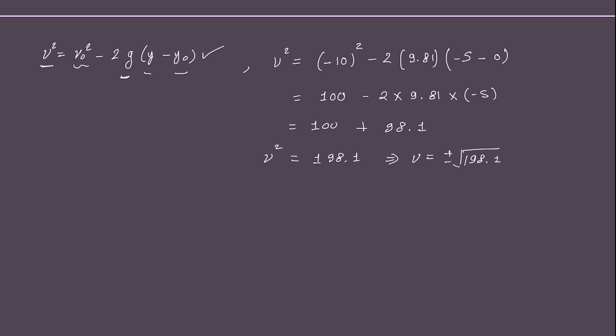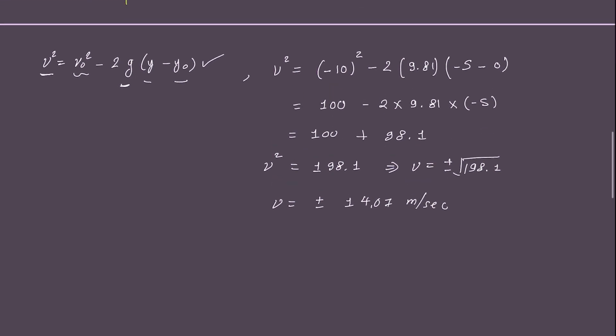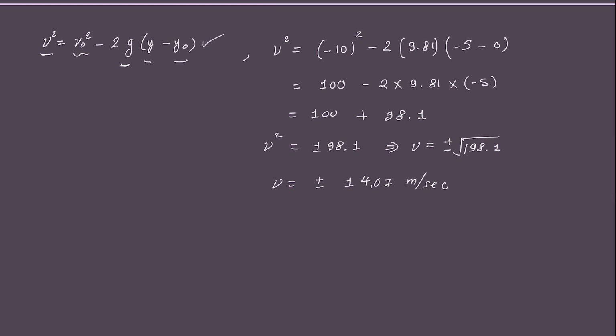If you solve this, you'll get v equals plus or minus 14.07 meters per second. So if someone asks you what is the speed with which that ball is traveling at 5 meters below the top of the water tower, the answer is just 14.07 meters per second, because again, speed is not a vector quantity, so there's no sign associated with it. It is always a positive number.